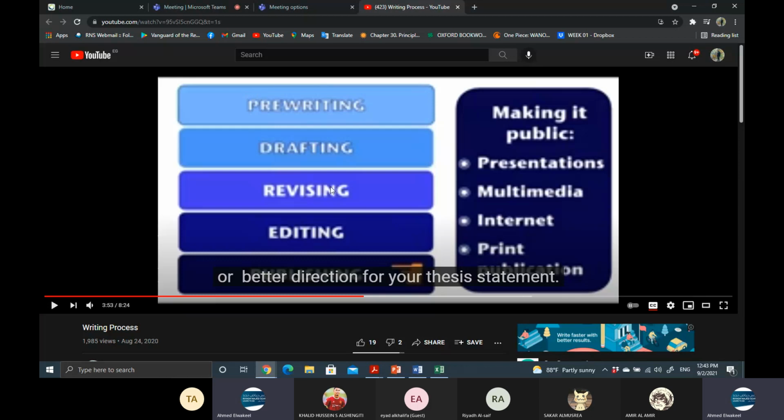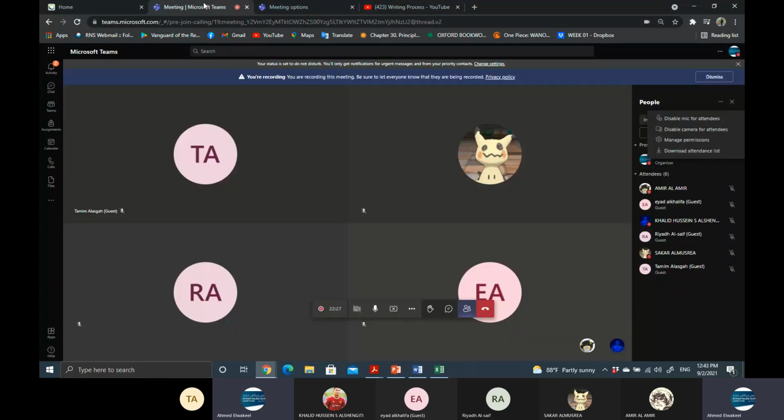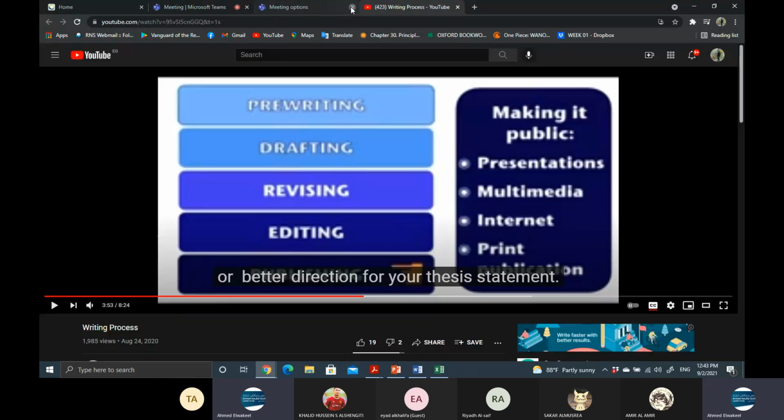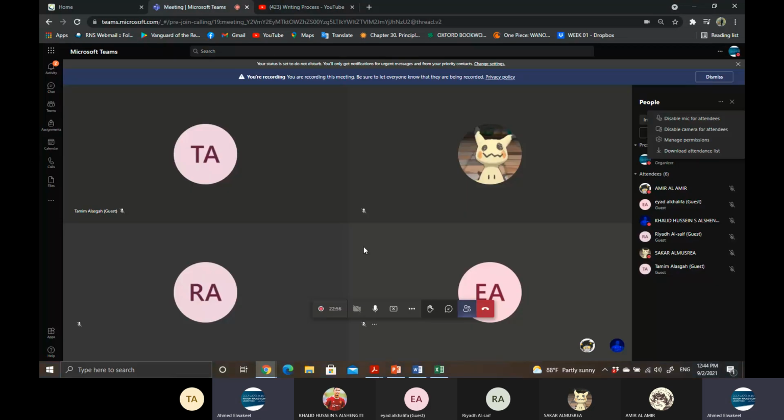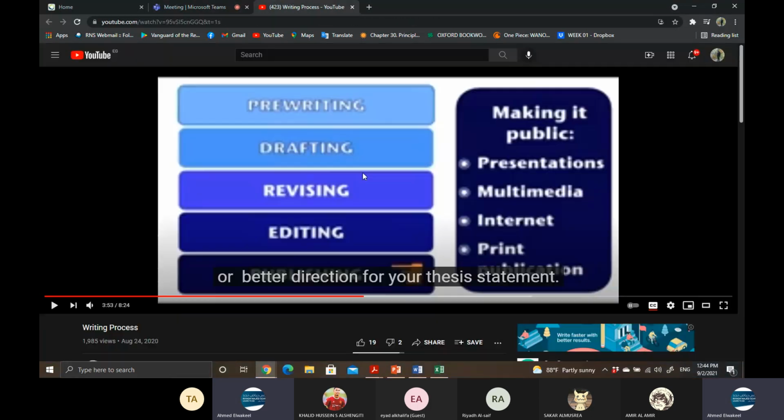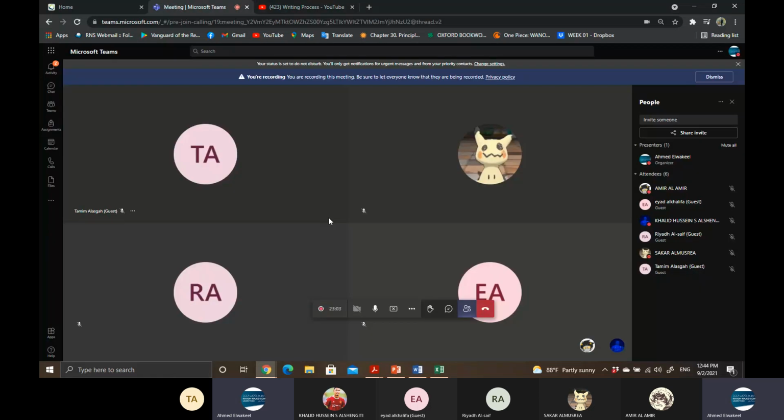Then we will have our revising. Let's revise what we have done. So did we write correctly? Did we use the correct tense or not? And after doing that, we will have something called editing. And editing means making your writing even better and better. And last but not least, you have publishing or delivering your piece of writing.